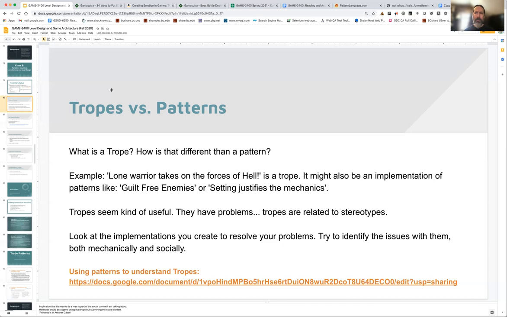But tropes are also like stereotypes. Sure, they convey a lot of information and they compress a lot of accumulated cultural knowledge, but that knowledge isn't always true. And often it's hurtful, you know, racist or sexist or classist, right? All of those ideas are the kind of things that get wrapped up in tropes. So tropes are related to stereotypes. That's a problem. They're kind of what you get if you combine stereotypes and patterns, you get tropes. And so you may not always be wanting to do that kind of thing.